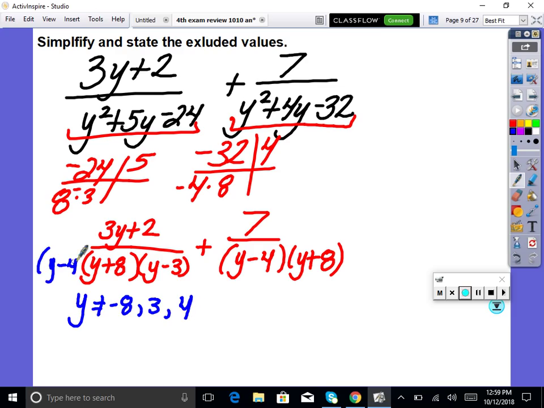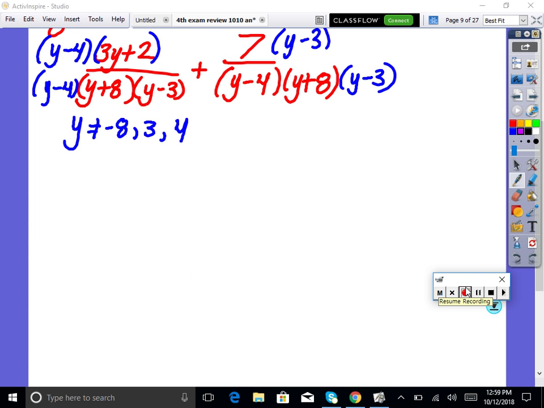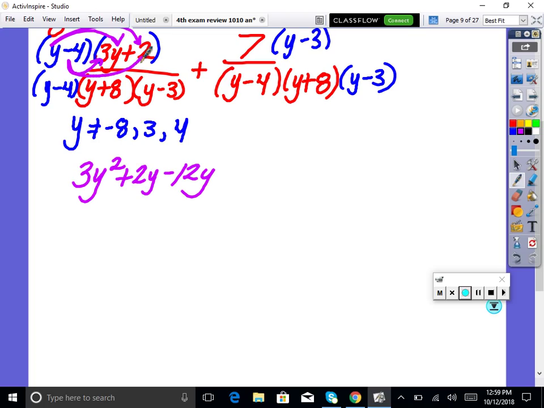So then get a common denominator. This one needs a y minus 4. Put parentheses around two terms. This one needs a y minus 3. So now you'd say, okay, I focus only on the numerator and distribute out my numerator. 3y squared plus 2y minus 12y minus 8. So that would be 3y squared minus 10y minus 8.